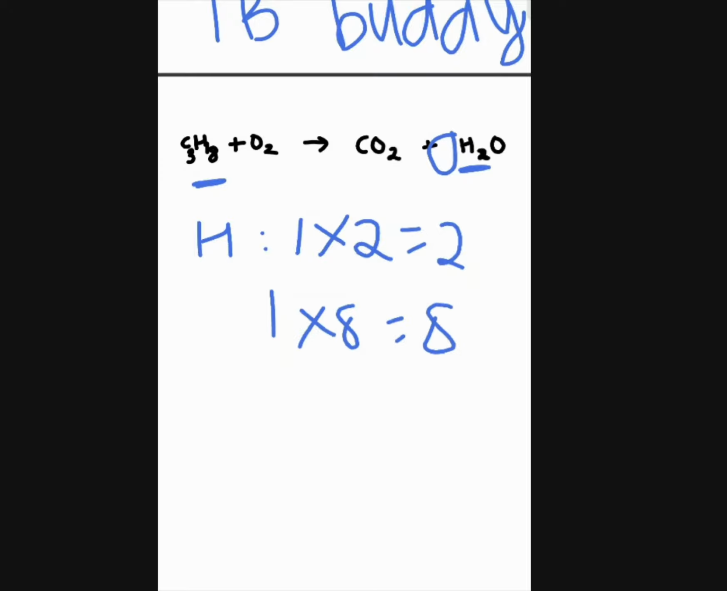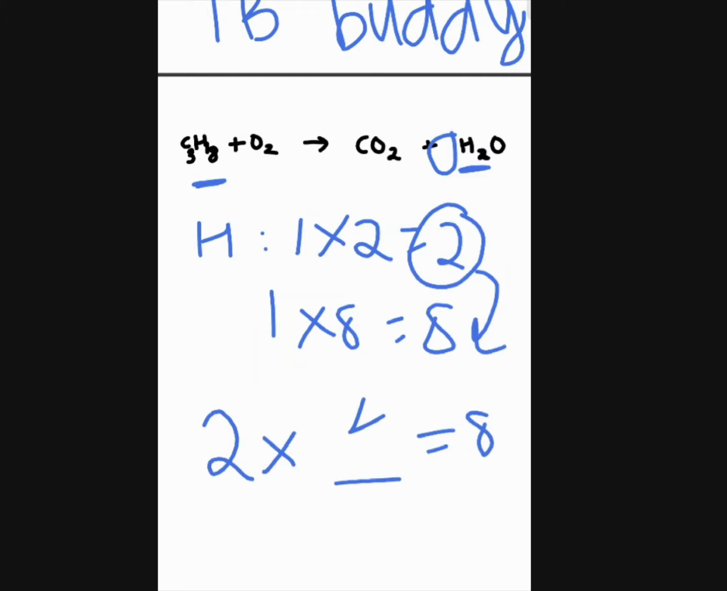To balance this, we need to take the smaller number. What can I change on the smaller number so that I can achieve the biggest number? Here the answer is simple. 2 times what can give me 8? That answer here is simple. We need 4 of this water molecule to achieve a balanced state with the hydrogen.